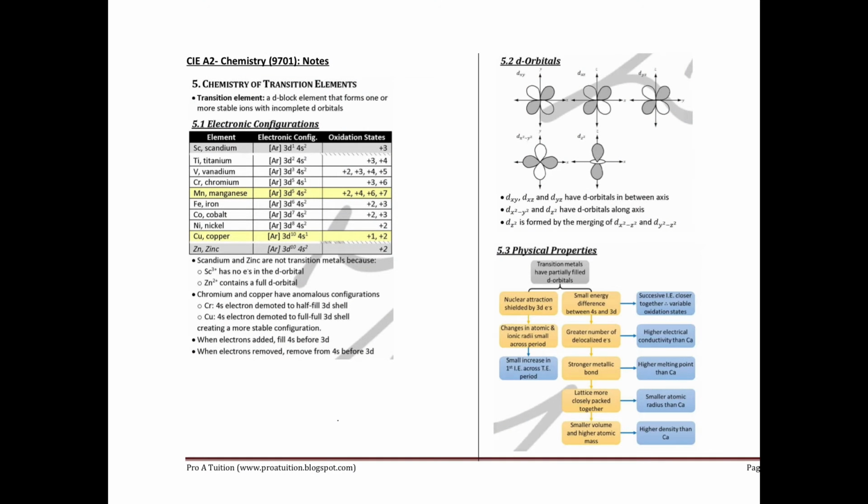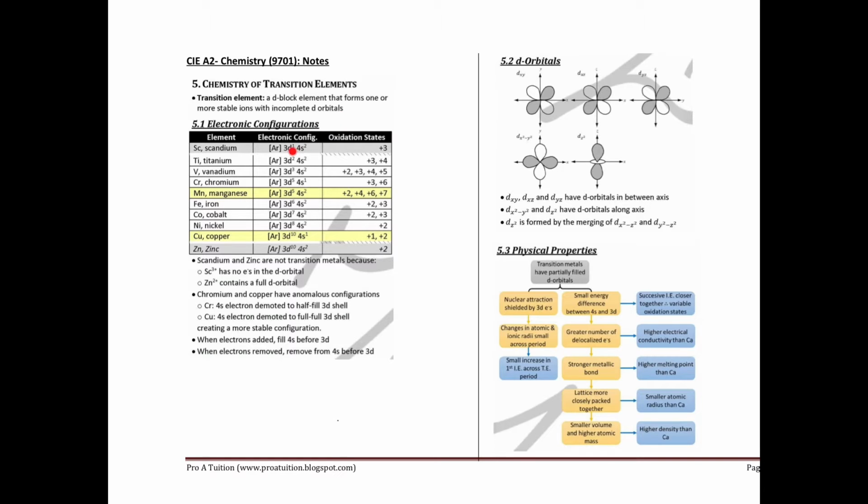Chapter 5, Chemistry of Transition Elements. So first, what are transition elements? It's a d-block element that forms one or more stable ions with incomplete d orbitals. Okay, so first of all, you need to know they are using d orbitals.